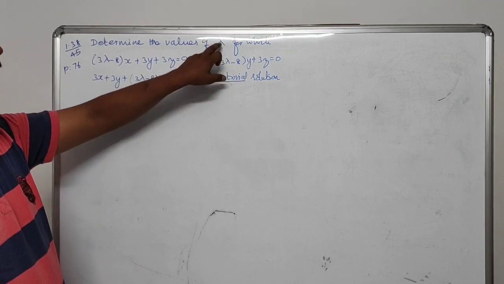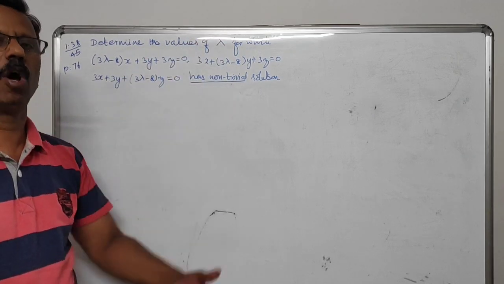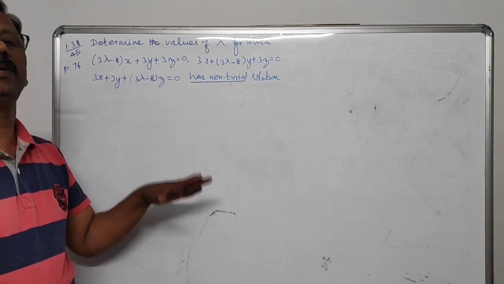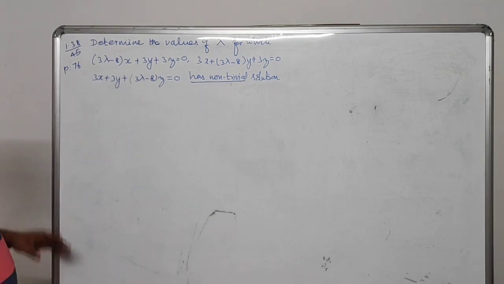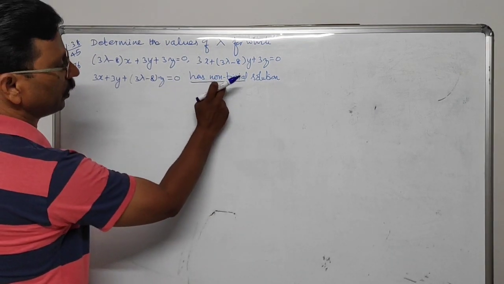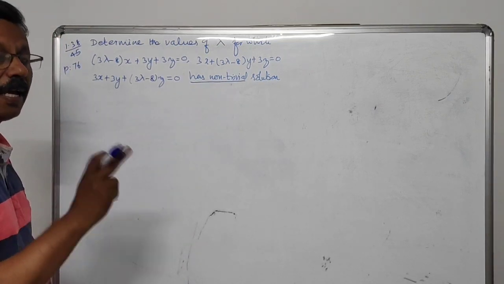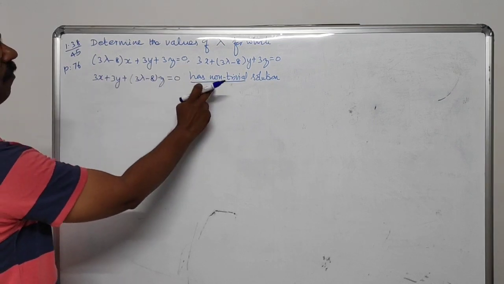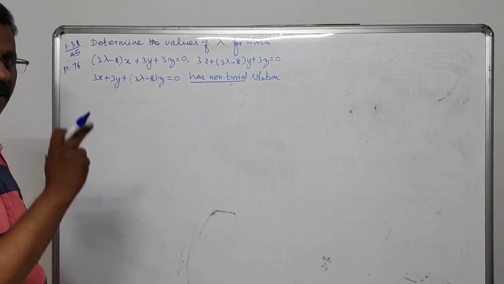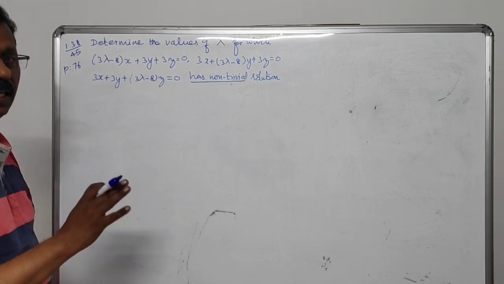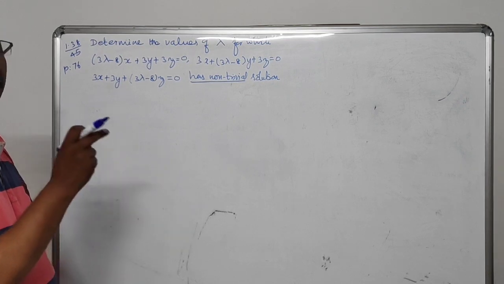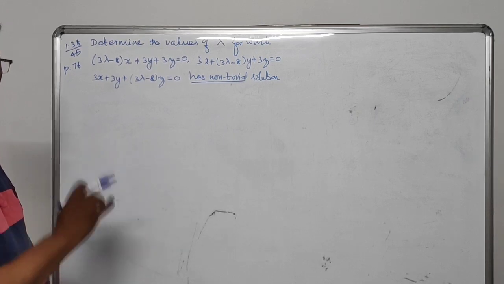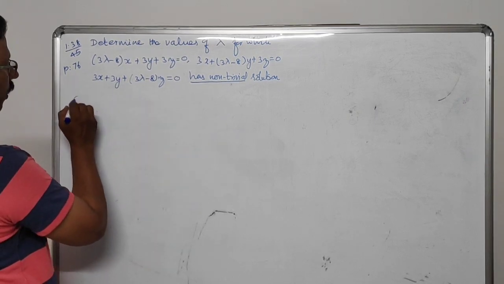Based on this condition, you have to find the value of lambda, which means we will not write the augmented matrix and we will not bring this augmented matrix into row echelon form. Such a lengthy process you need not do. Here it has a non-trivial solution, which means definitely the rank must be less than 3, because we have 3 unknowns. We have a non-trivial solution only if rank is less than 3. Therefore, the rank is not equal to 3. If the rank is not equal to 3, then definitely the determinant value of the highest order minor will be 0.